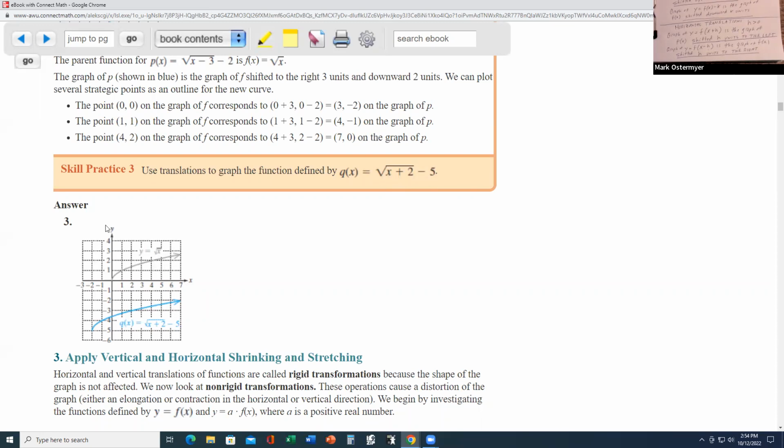Okay. So you could have a combination of many transformations instead of just one, which is going to have you adjusting the graph of the basic parent function in many different ways. Those are all called rigid transformations. Let's start looking at what are called non-rigid transformations here.